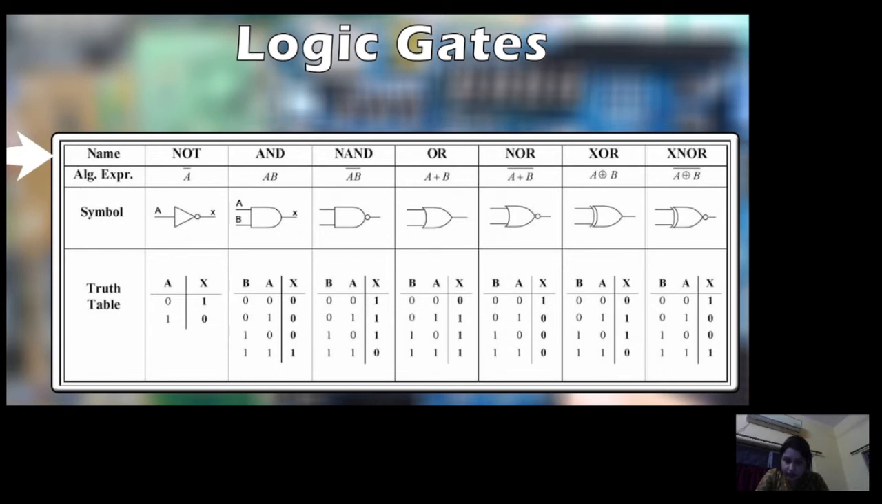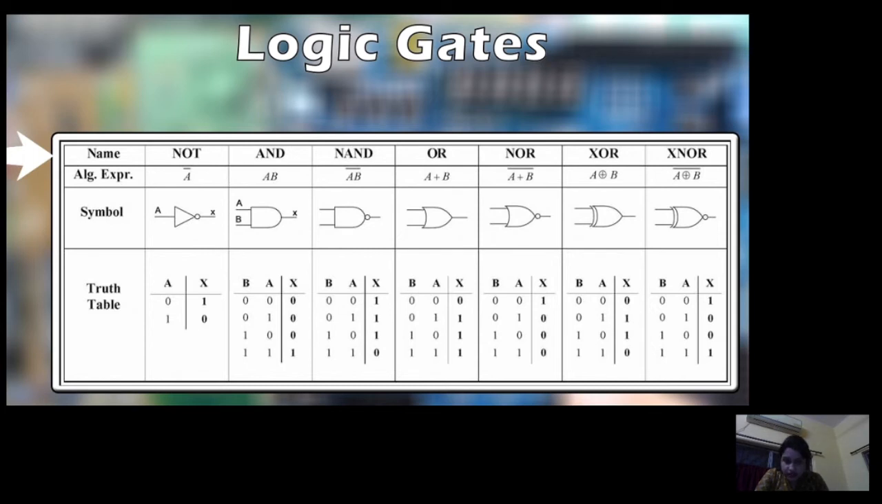That means when both the inputs are 0 or both the inputs are 1, the output will be 0. And in all the other 2 cases, when the inputs are different, the output will be 1. And see, the XNOR is again the reverse of XOR.